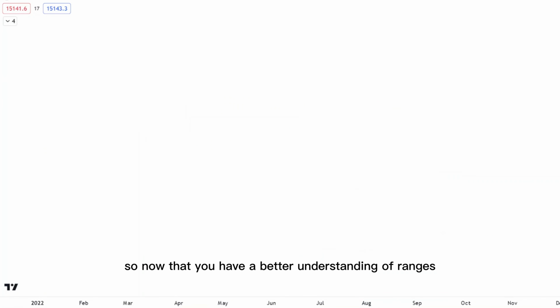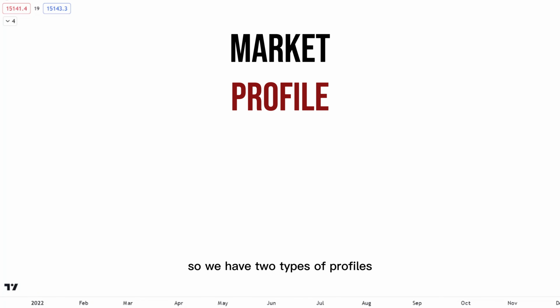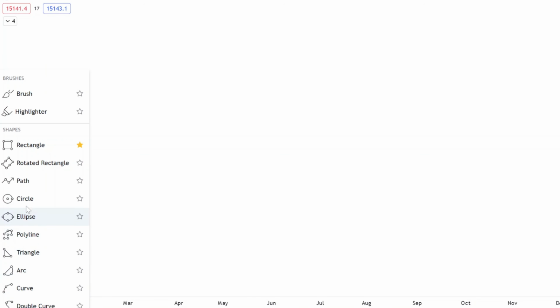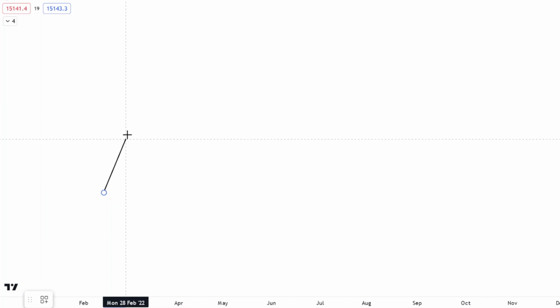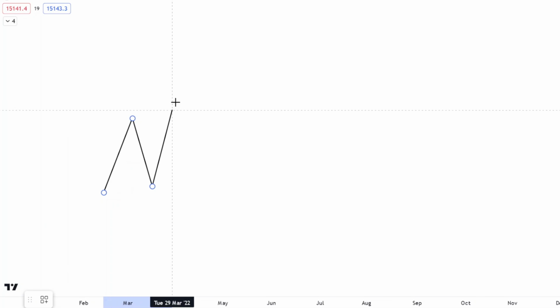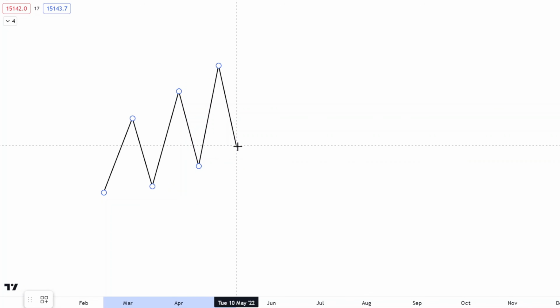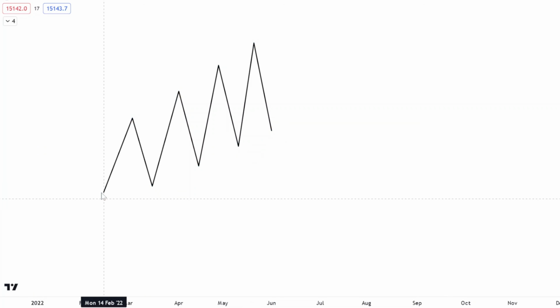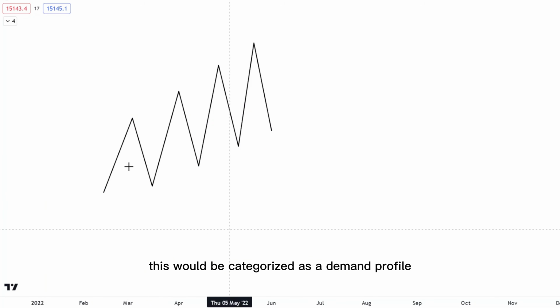So now that you have a better understanding of ranges, let's get into market profile. So we have two types of profiles. We're going to start off with the supply and demand profile. This would be categorized as a demand profile.